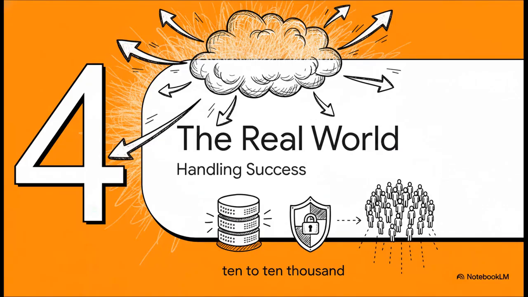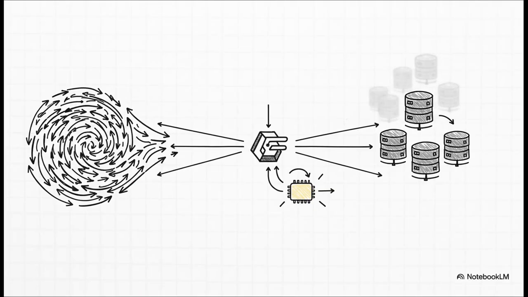So we've launched. Our API is live in the cloud. Awesome. But what happens when it becomes a success? What happens when you go from 10 users to 10,000? Now we have to start thinking about making our service robust, secure, and ready for some serious traffic. This is where the real engineering kicks in.